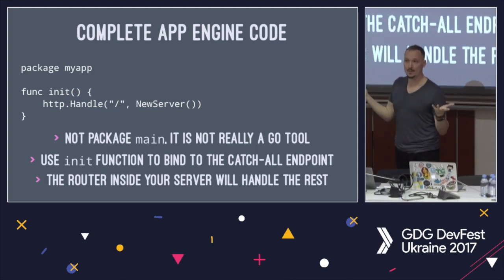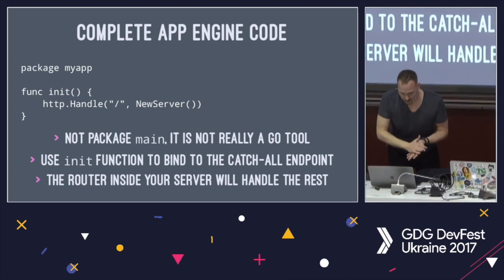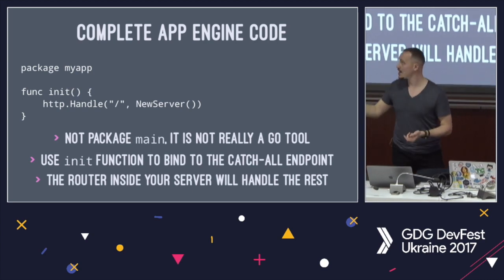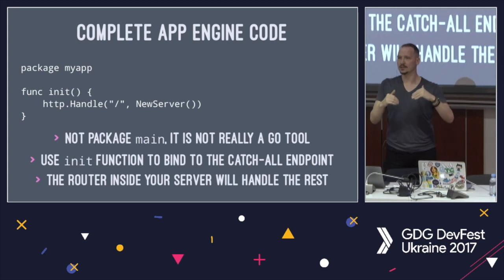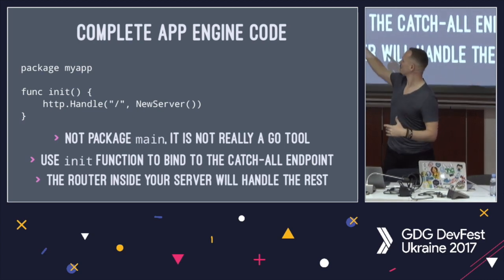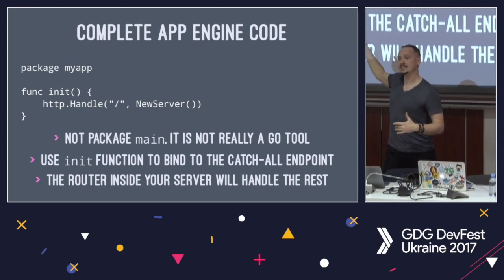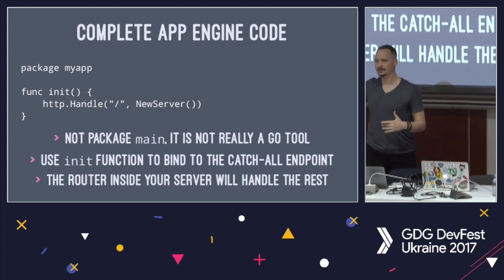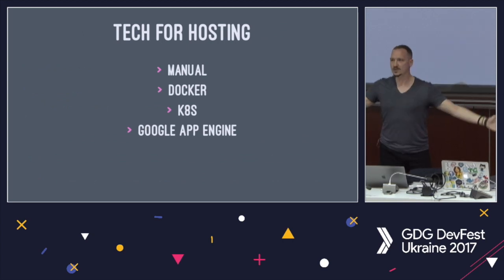And on App Engine, that really is enough. I tend not to do much more than that at all. And remember, the router inside the server, with the routes, is going to take it from there. So we don't have to list out all our handlers here. We've already done that, and it's already tested in our other package. So there's lots of options for hosting.